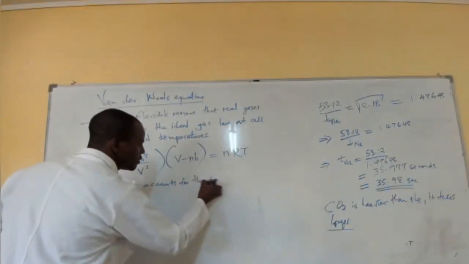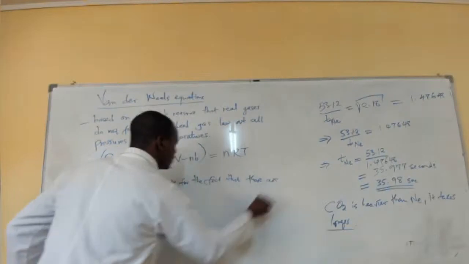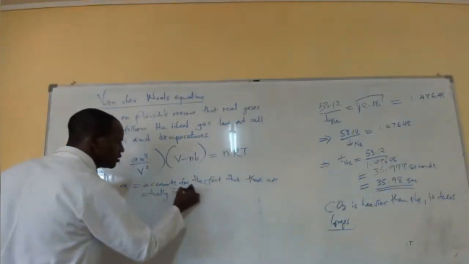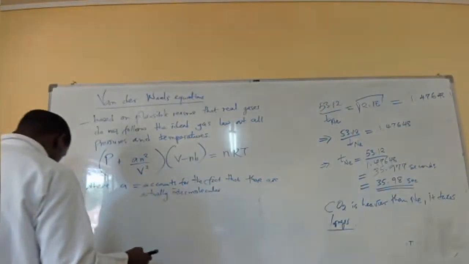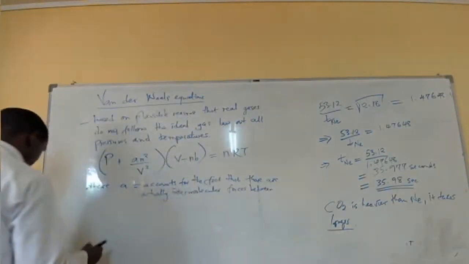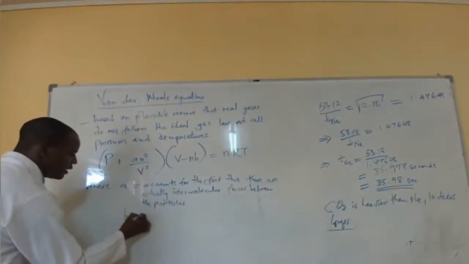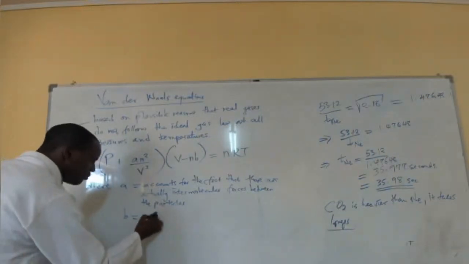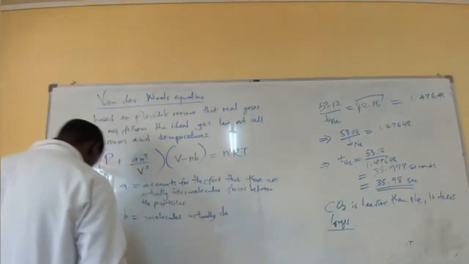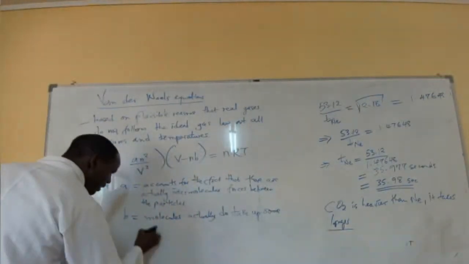So here we are saying where a in the equation accounts for the fact that there are actually intermolecular forces between the particles. b accounts for the fact that molecules actually do take up some amount of volume.